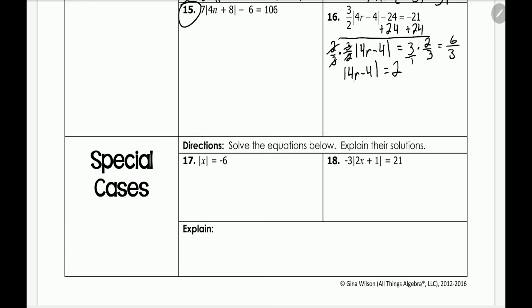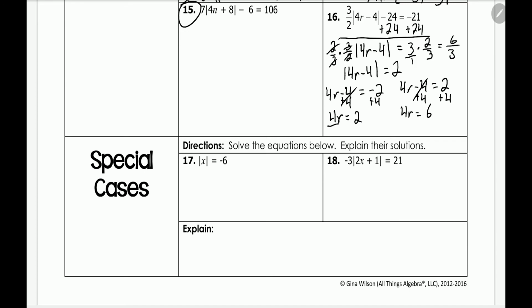Now we take the thing inside the absolute value, so 4r minus 4 is equal to. We go to the other side of the equal sign, in this case is 2, so we're going to write negative 2, and we're going to have a positive 2. Now we just solve this. We have to add 4 to both sides. So we have 4r is equal to negative 2 plus 4 is just positive 2. And then we have 4r is equal to 2 plus 4 is 6.